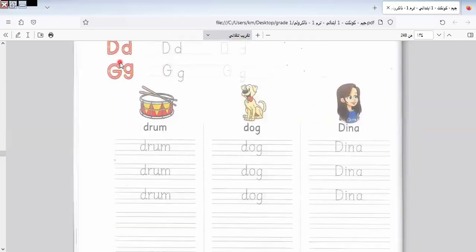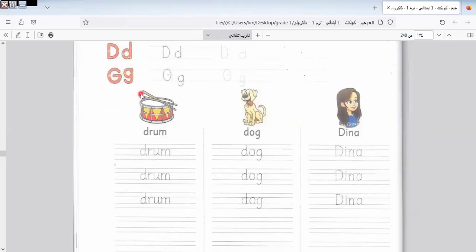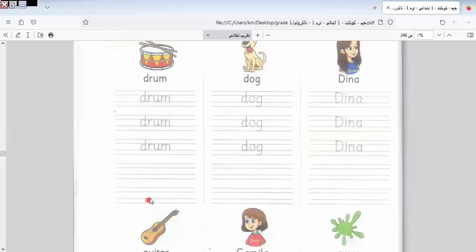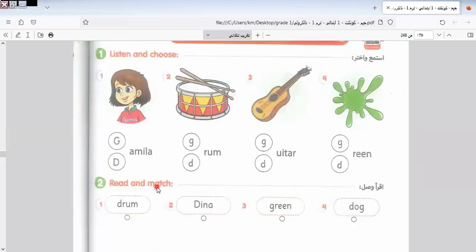Here is capital D and small d. Capital G and small g. How do I write it? I will write it here, separated, to know how to write it. This is capital D and this is small d. Here we have capital G and small g. Okay. Now we know the two letters in this part and the pronunciation of these letters. Let's continue the rest of the exercise here.